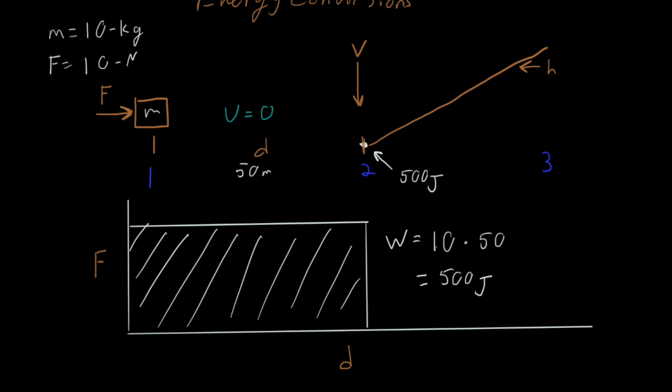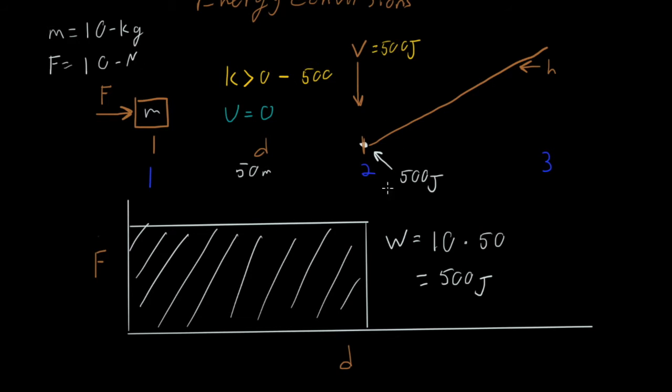And my kinetic energy will be greater than 0. It'll be steadily going up between 0 and 500. By the time it reaches point 2, this will equal 500 joules. But between point 1 and point 2, it is steadily increasing.